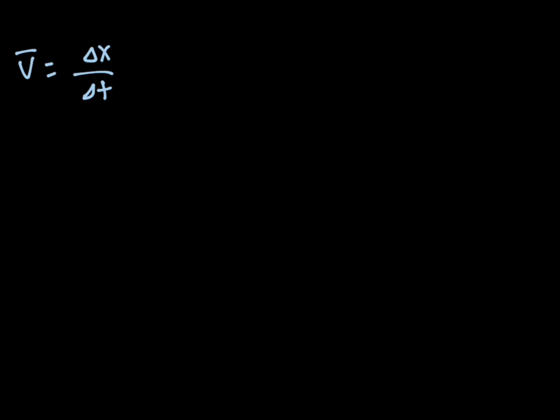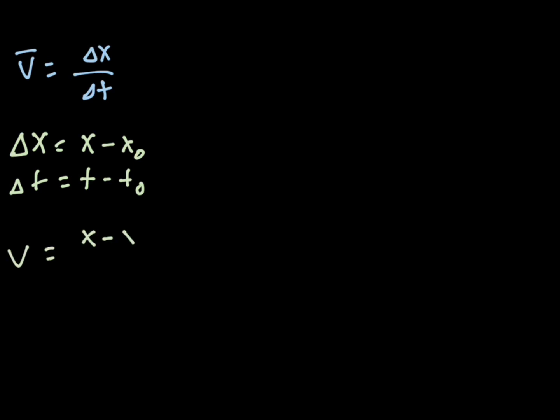If we go back, we remember how I wrote that delta x is equal to x minus x naught. Same for delta t: delta t is equal to t minus t naught. So really, velocity is equal to the change in displacement, x minus x naught, over t minus t naught. However, sometimes we don't get the t initial or the t final, and we just get a single number that we can plug in.